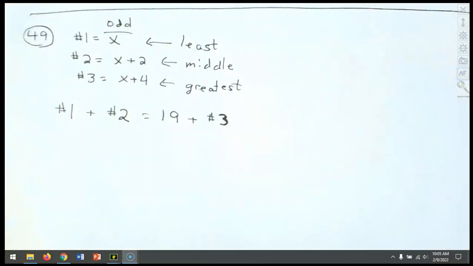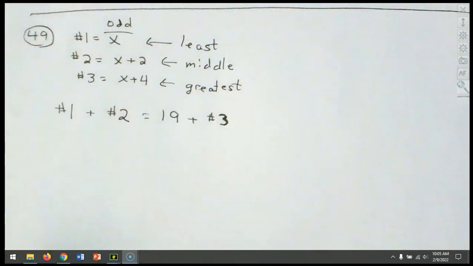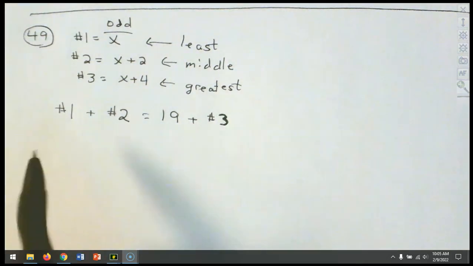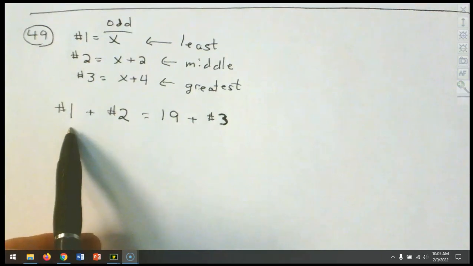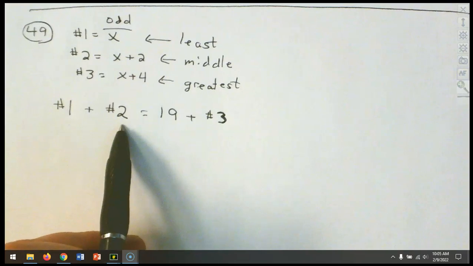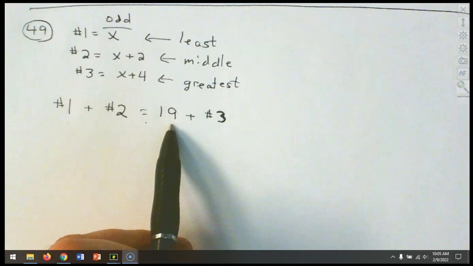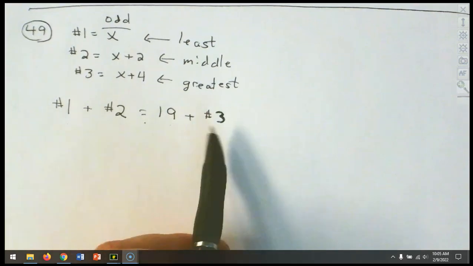Is everyone okay with how I got them? Let's take a moment to make sure. We want 3 consecutive odd integers. Here they are. Such that the sum of the least integer, that's this one, and the middle integer, that's this one, is, means equals, 19 more, there's your 19, than the greatest integer. So that's going to be 19 plus your 3.